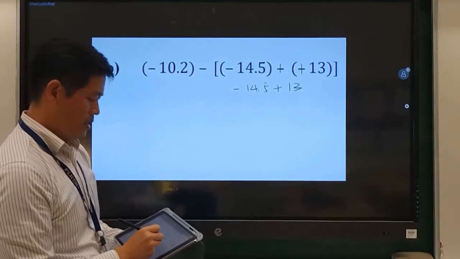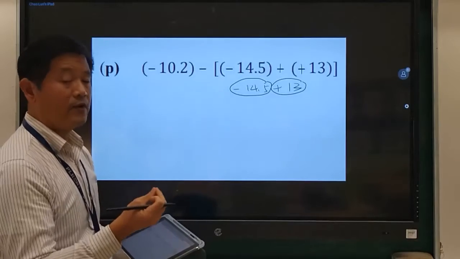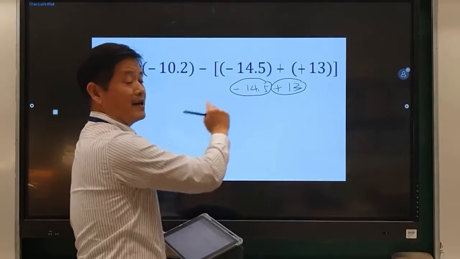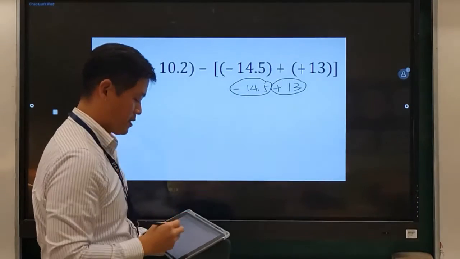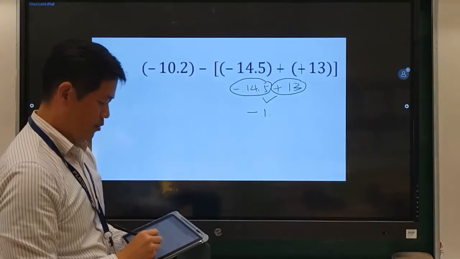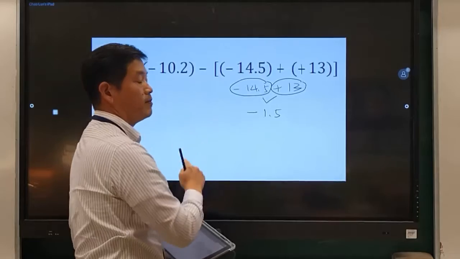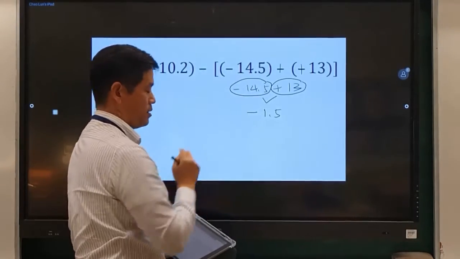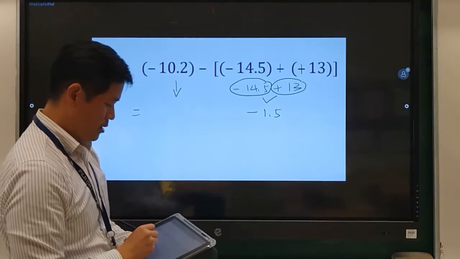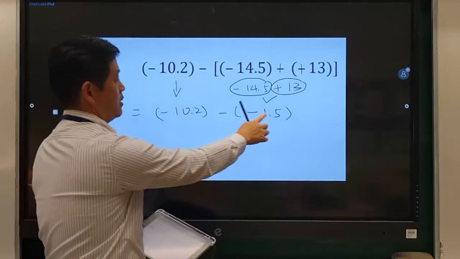Alright, so again, one is negative, one is positive. Now, the signs are different, so they're going to subtract each other, and the side that has more will win. We'll keep the sign. So for example, this one, if I do the math, there should be -1.5 left, because 14.5 minus 13 is 1.5, and the negative has more, so it will keep the negative sign. Then I'm going to bring down the original problem, which is -10.2 bracket minus a bracket -1.5.